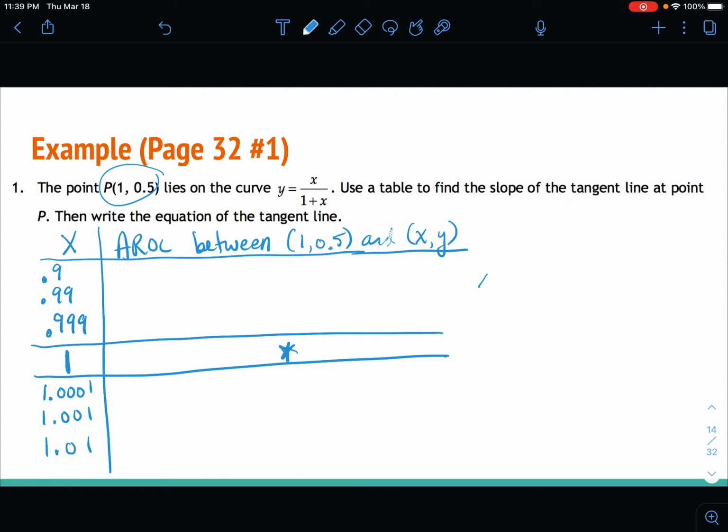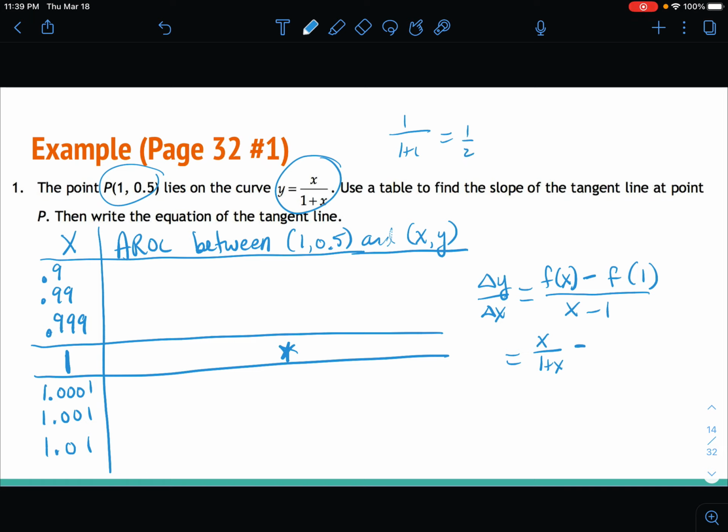So we look at a little formula here, change in y over change in x, which we know. And so we'll say, okay, it's f of x minus f of 1, over x minus 1. All right, well, what is f of x? That's x over 1 plus x. That's right here. Okay, and it's y equals actually. And then minus, well, if I plug 1 in, what do we get? We would get 1 over 1 plus 1, which is 1/2, which is exactly what we had right here. Okay, and then over x minus 1.